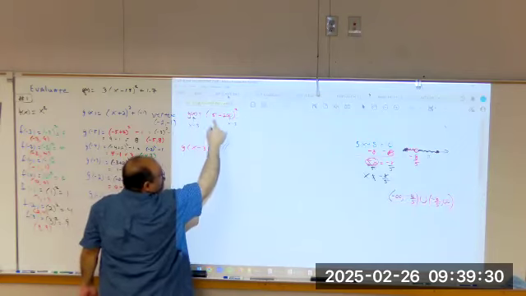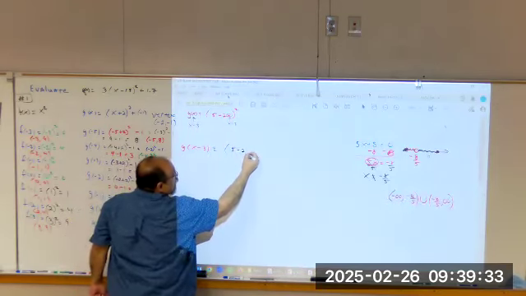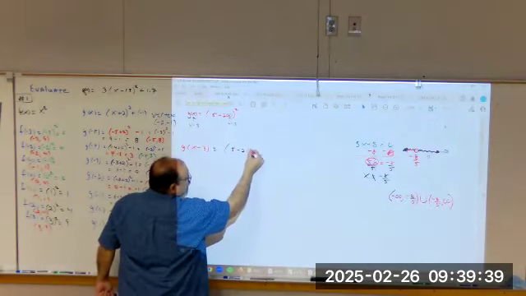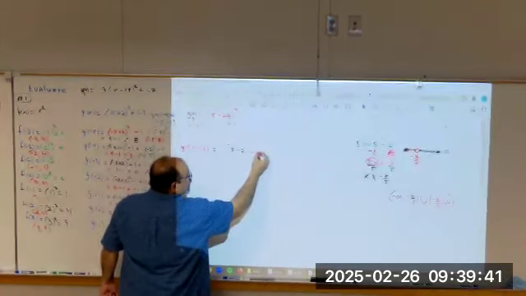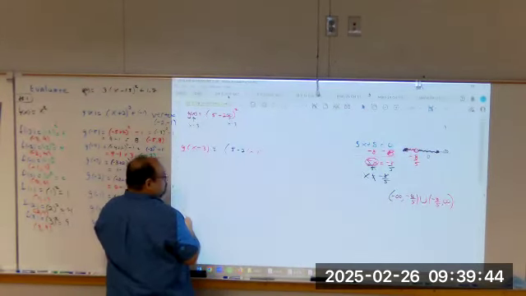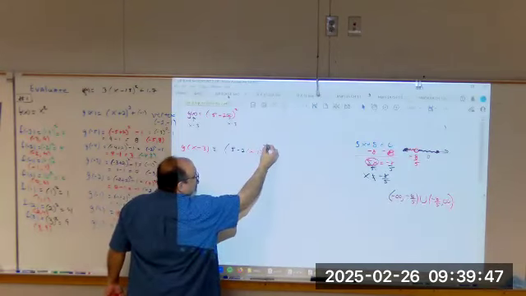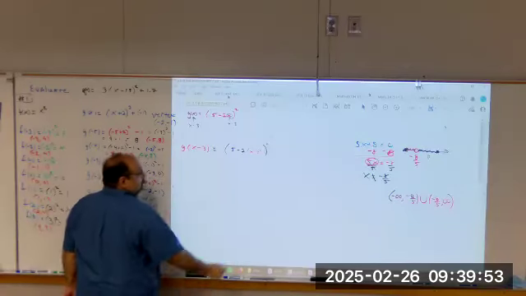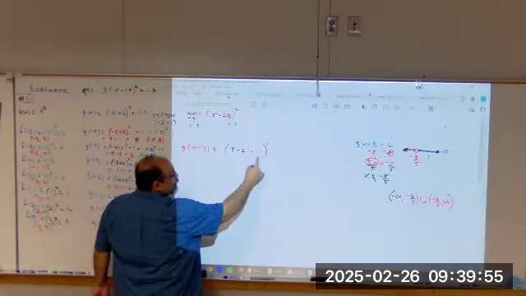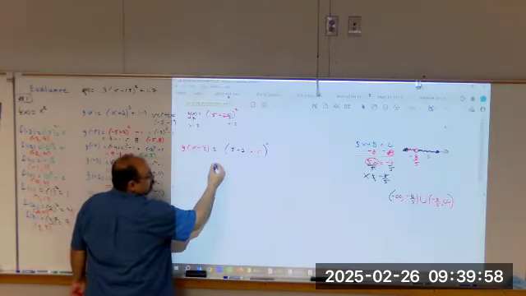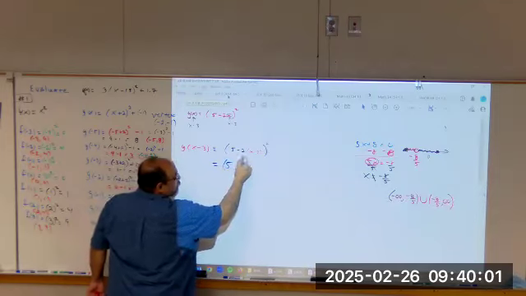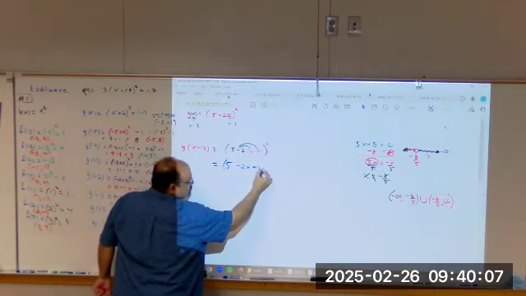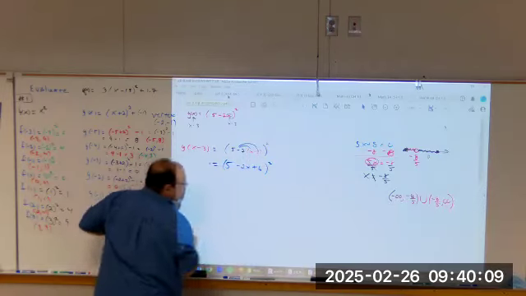So I'm going to get parentheses 5 minus 2 times, and this is now going to be an x minus 3 instead of just an x. And then you're going to square it. So order of operations, you would simplify what's in the parentheses before you square it. So we get 5, distribute the negative, minus 2x plus 6. And then you're going to square it.